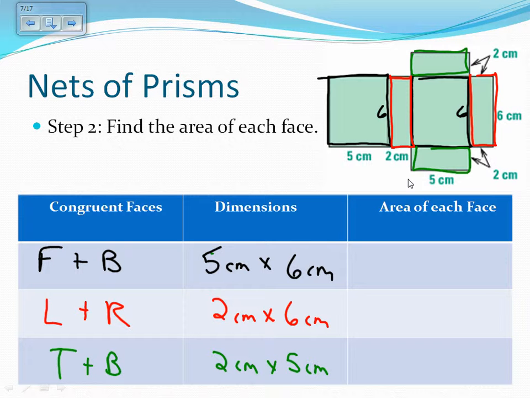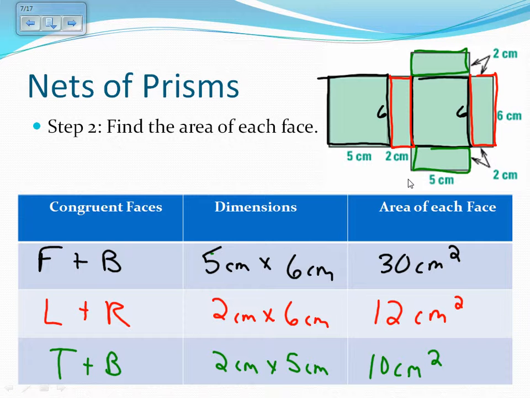And then the last thing we need to do is write the area. Well, they're all rectangles, so it's length times width. 5 times 6, this is going to be 30 centimeters squared. The left and the right side are both going to be equal. They're going to be what times what? 2 times 6, so 12 centimeters squared. And the last one, the top and the bottom, is 2 times 5, so it's going to be 10 centimeters squared.